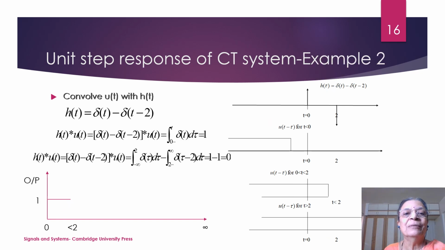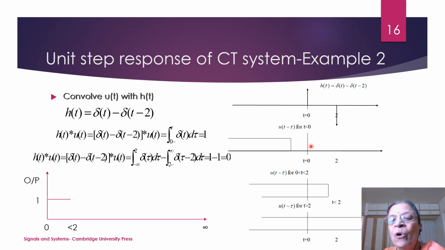Consider one more example. In this case I have h(t) written as delta(t) minus delta(t minus 2). That means the samples exist at t equal to 0 and t equal to 2, and at t equal to 2 the sample value is negative. I have to convolve it with u(t). On similar lines, I will go on shifting this u(t), the right edge, until I shift it towards t equal to 0. Till t equal to 0, there is no overlap. At t equal to 0, this value is 1, this value is also 1, so the output will be equal to 1.